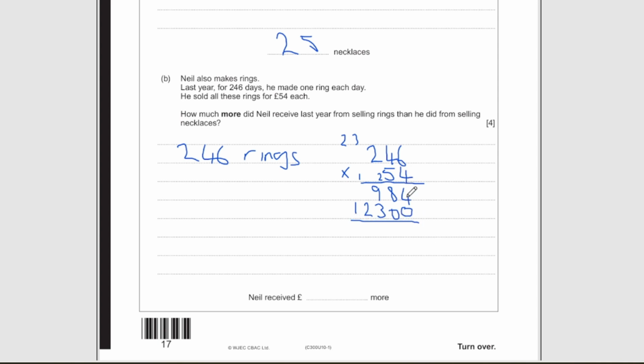That means in total, we're going to add these. 4 plus 0 is 4. 8 plus 0 is 8. 9 plus 3 is 12, carry the 1 across. 2 plus 1 is 3. And 0 plus 1 is 1, so 13,284.